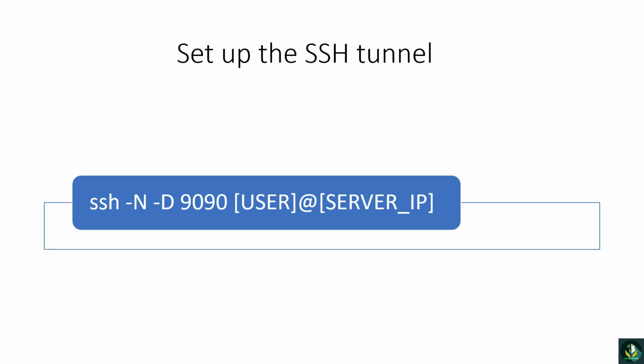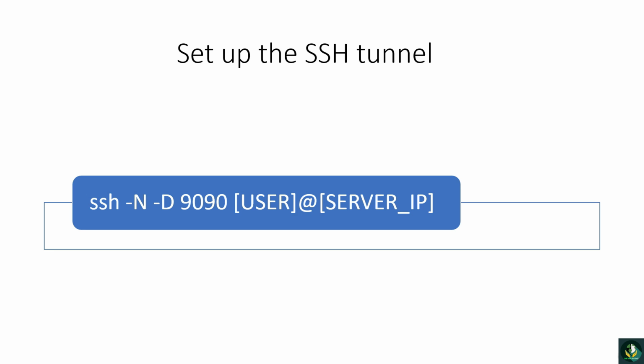So if you run Linux, Mac OS or any other Unix-based operating system on your local machine, you can easily start an SSH tunnel with this simple command line. So let's define what this is. SSH, as you know, is the SSH command, and -N tells SSH not to execute a remote command. -D 9090 opens a SOCKS tunnel onto the specific port number, this one, and user at server IP. So this is your remote SSH user and server IP address.